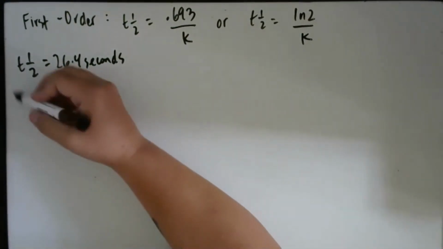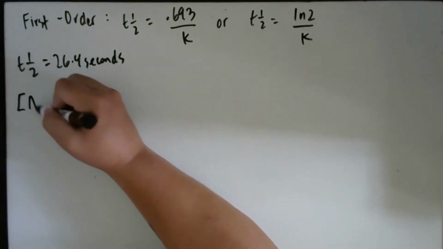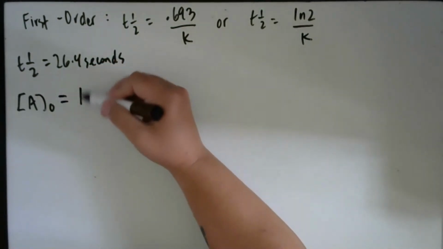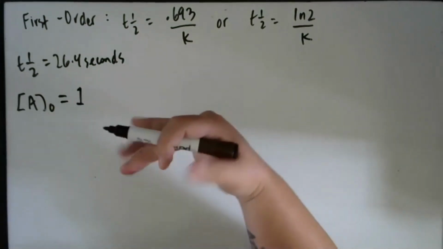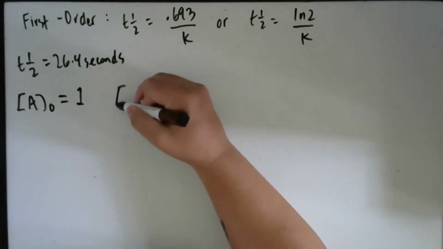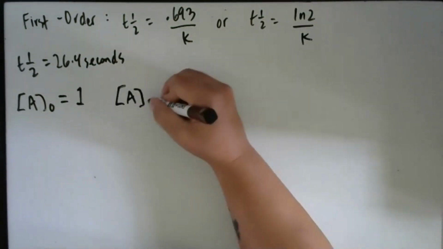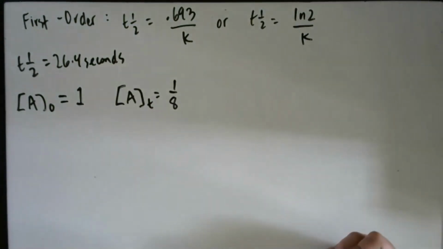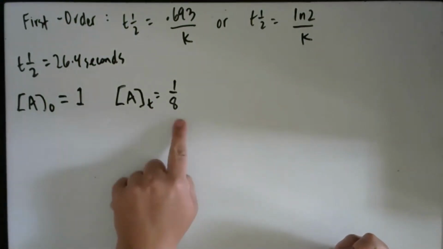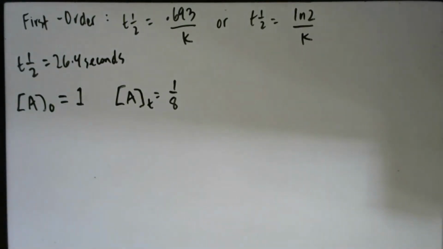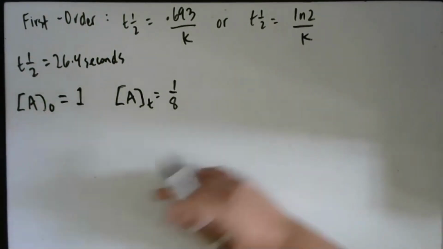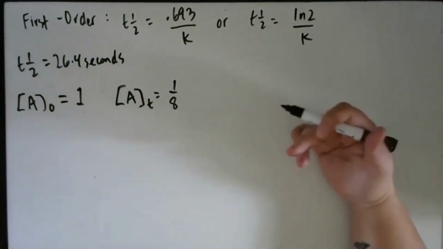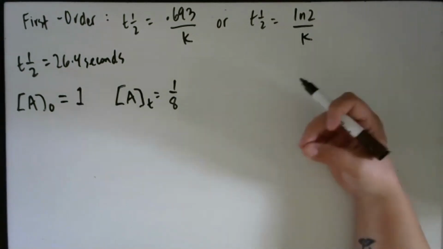So we can think of our initial concentration as 1, right? So 1 means it's going to be whole. And our final concentration after some amount of time has passed is going to be 1/8. So it starts at 1 and it ends at 1/8. Now, if we have two concentration values that we're focused on, that integrated rate law should pop into your head. That's the way that we're going to be able to solve that.